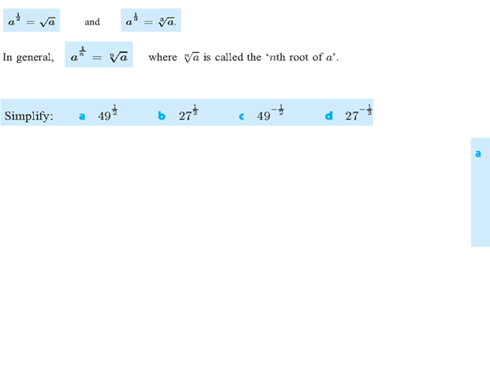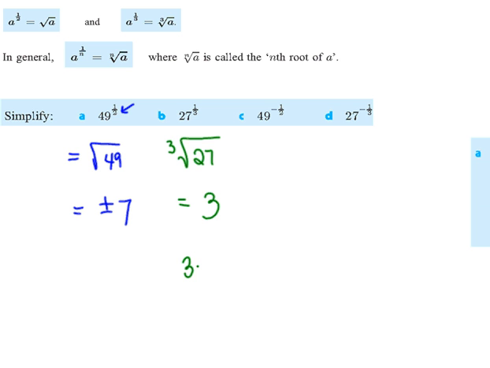So right, anytime we're dealing with a denominator of our power, so in this case, the 2, it means that root. So we're doing a square root of 49, which we know is plus or minus 7. Here we're doing a cube root of 27, which is 3. So you're thinking, what times itself 3 times is going to give me 27? We know 3 times 3 is 9, times 3 is 27.